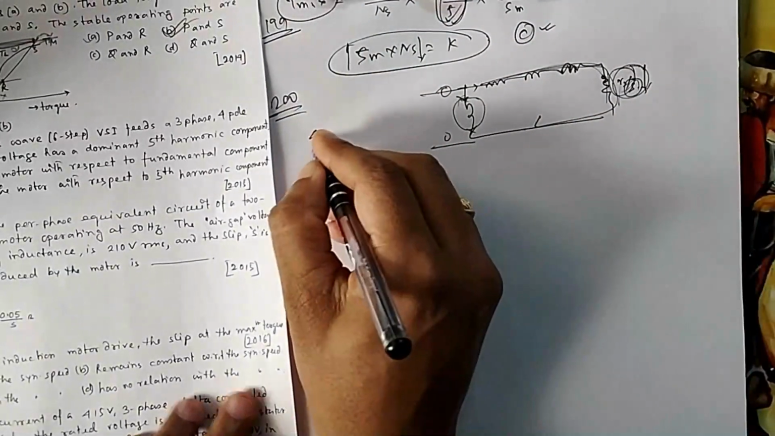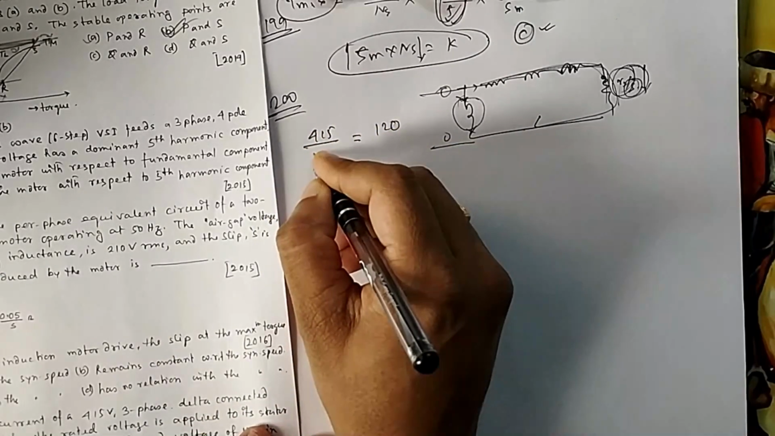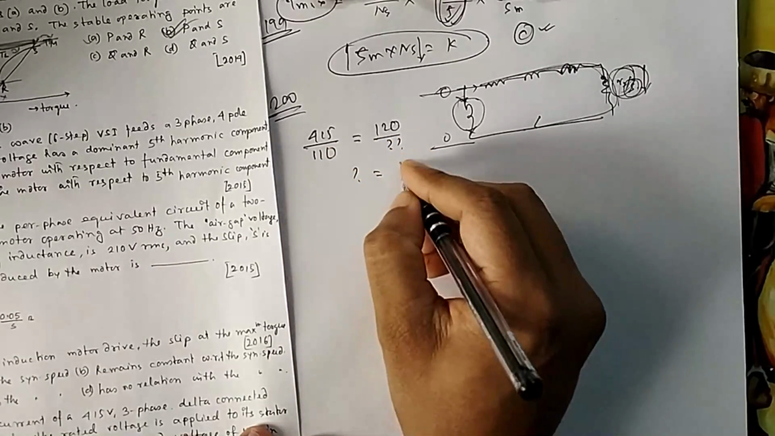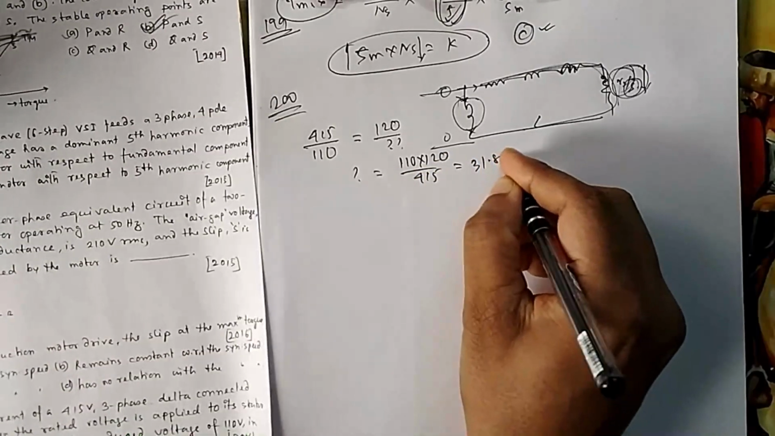So if you are applying 415, then you are getting 120. If you apply 110, how much will you get? So that is your answer. 110 into 120 divided by 415, 31.80. So this is your answer.